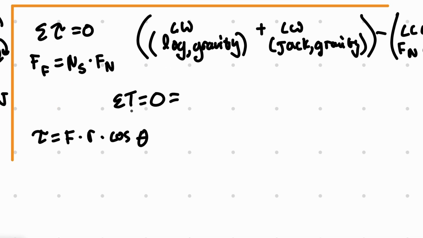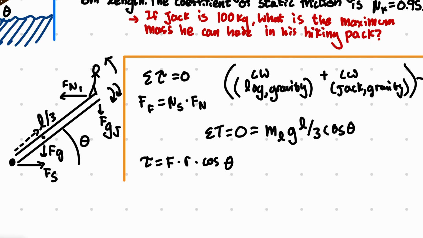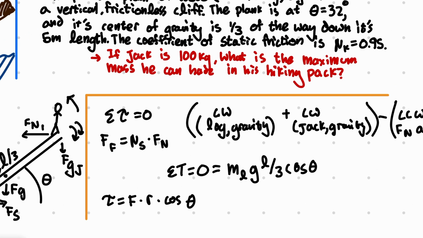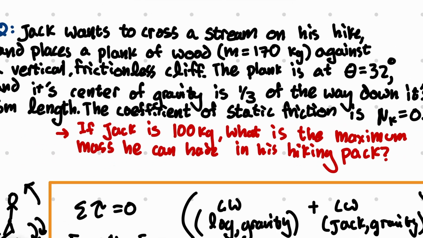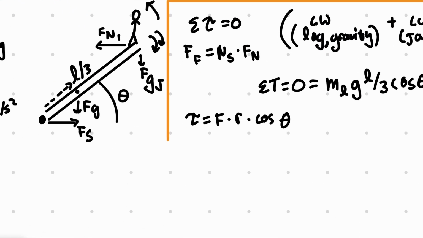So here we're going to write out our formula. We have the sum of torques equals 0 equals mass of the log times gravity times L over 3 cosine theta. So we have mass of the log times gravity, which is the force of gravity. And then we have L over 3. That's the distance that we have from the pivot point, because remember, the center of gravity is 1/3 of the way down.